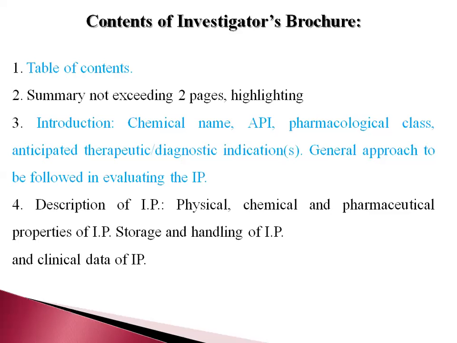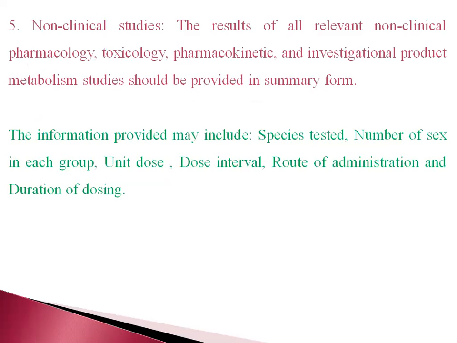Then there will be description of IP. Here, physical, chemical, and pharmacological properties of IP, storage and handling of IP, and clinical data of IP will be considered. This is the fourth part. Next one is non-clinical studies. The results of all relevant non-clinical pharmacology, toxicology, pharmacokinetic, and investigational product metabolism studies should be provided in summary form. So this is related with non-clinical studies.